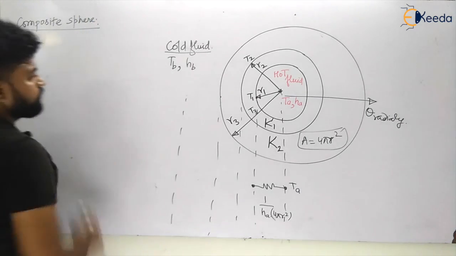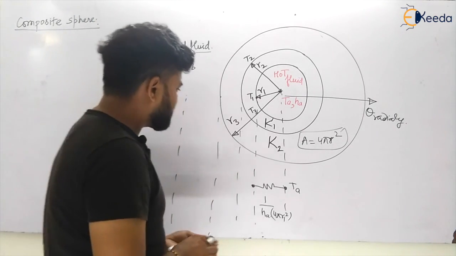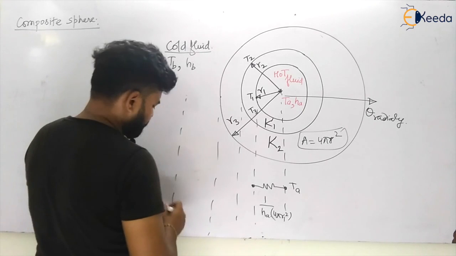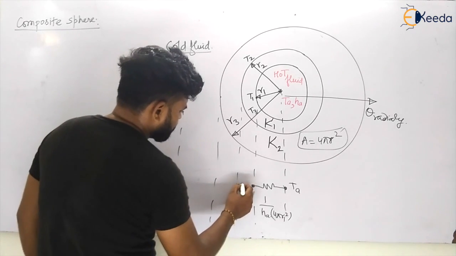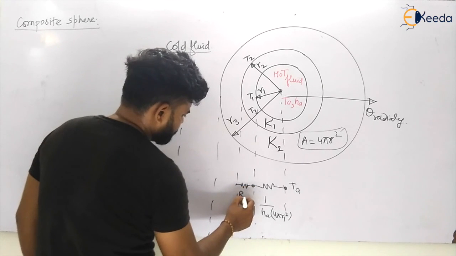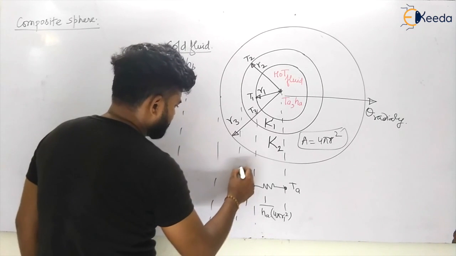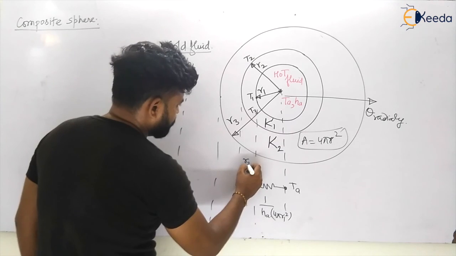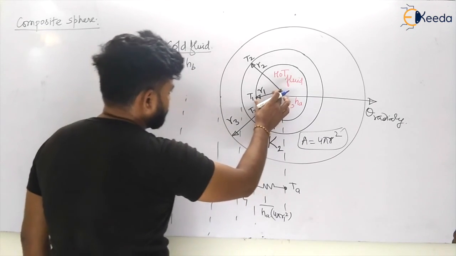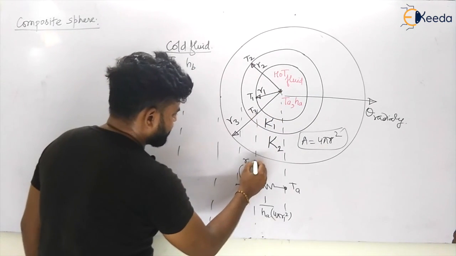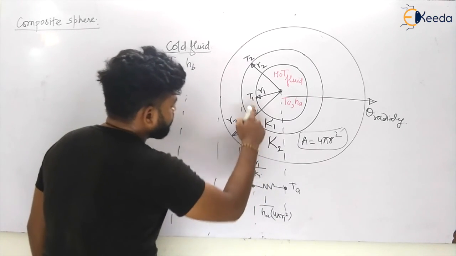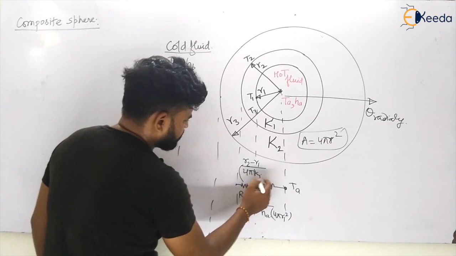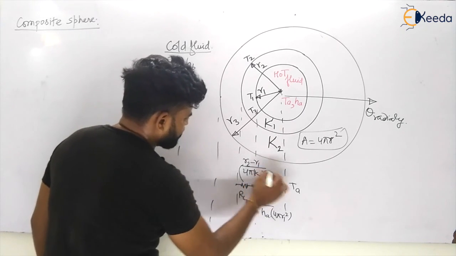Composite sphere. So what will be the conductive resistance this side? Let us see, this will be some conductive resistance, that is RC1, and this will be given by what? RC1 we are calculating now, that it will be R2 minus R1 divided by 4 pi conductivity K1 into R1 R2, my dear students.